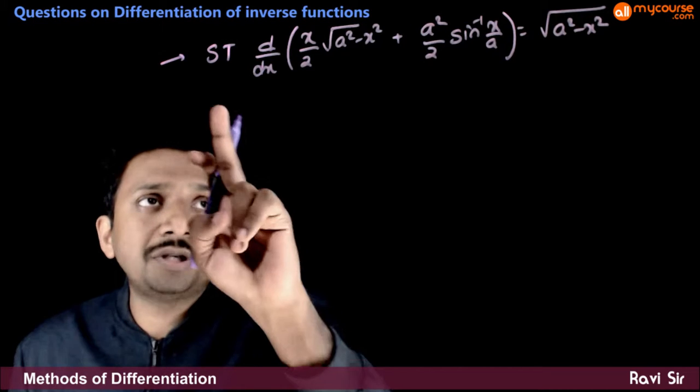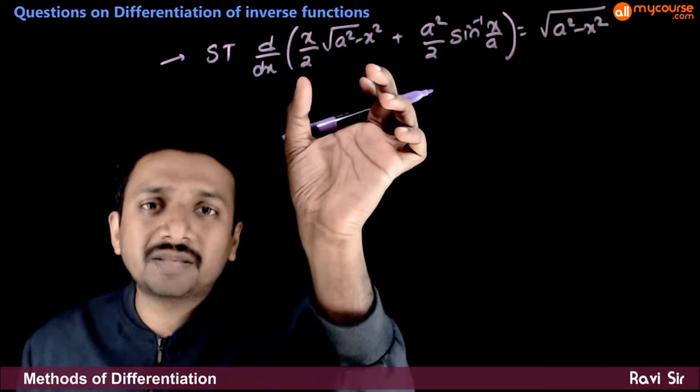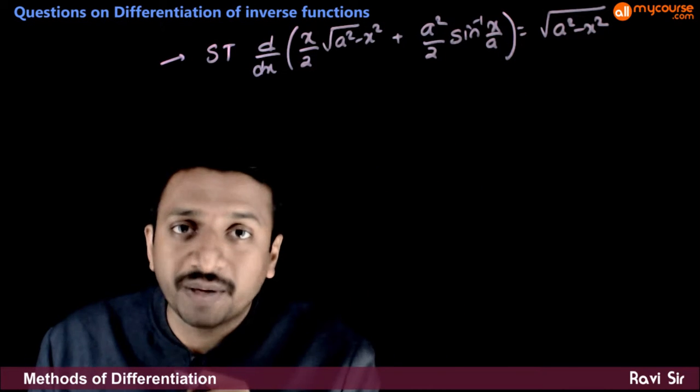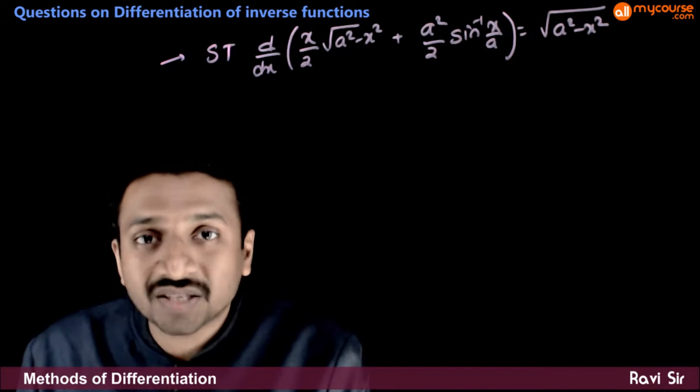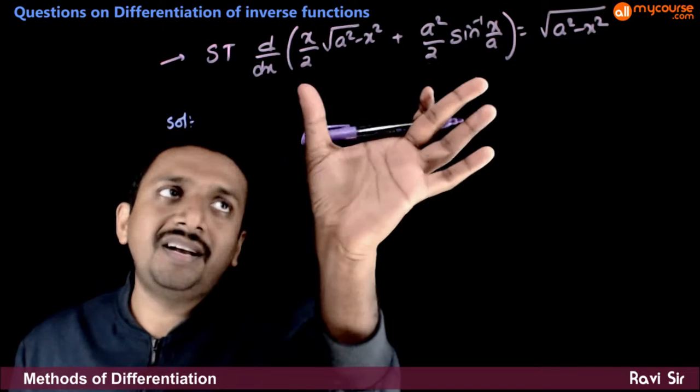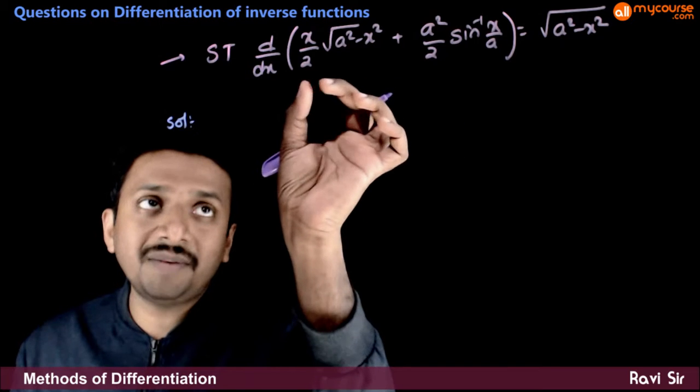In this question, you're asked to show that d/dx of (x/2 root of (a² − x²) + a²/2 sin⁻¹(x/a)) is equal to root of (a² − x²). So let us differentiate this step by step.